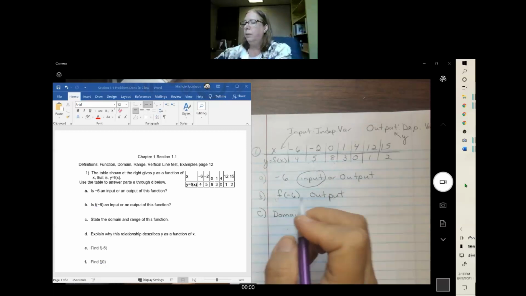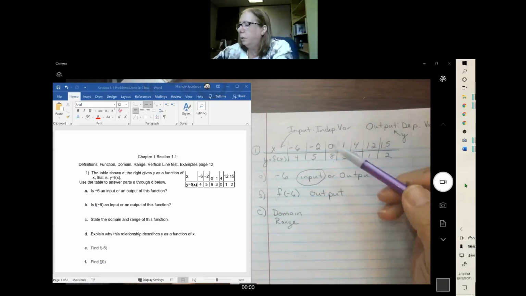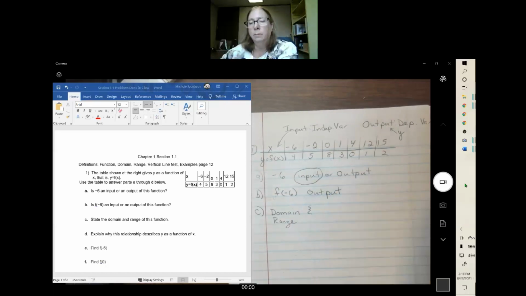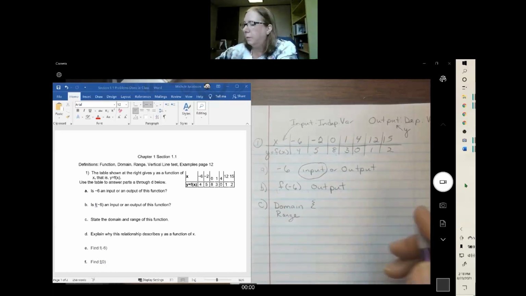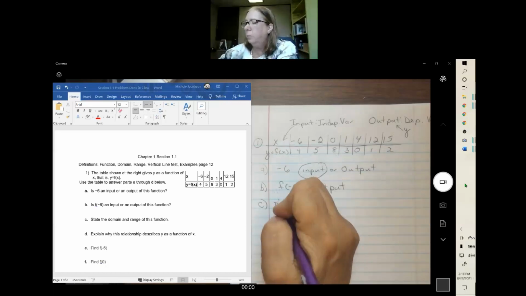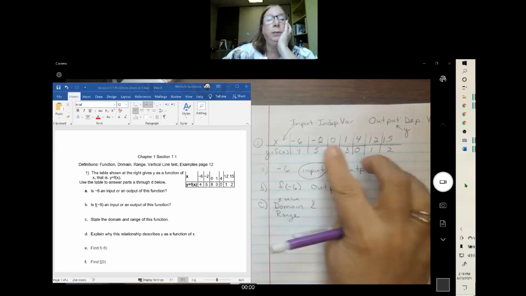When we're stating the domain or the range, when it's a list of values, you set it in what's called set notation, and it uses a curly bracket. Domain is the x values. And you would just list the x values.